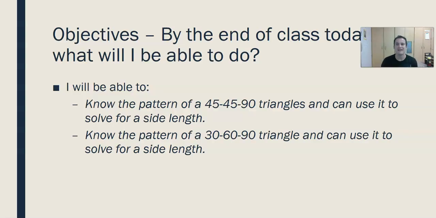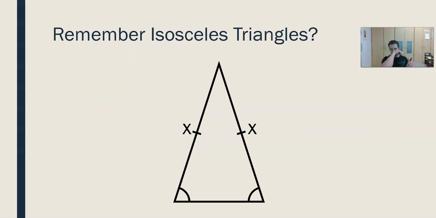So, by the end of this lesson, this is what I hope you're able to do. Know the pattern of a 45-45-90 triangle and can use it to solve for a side length, and know the pattern of a 30-60-90 triangle and can use it to solve for a side length. I'll talk about what that means, what those special triangles are here in this lesson. But we're going to talk about the patterns that exist between these special types of right triangles.